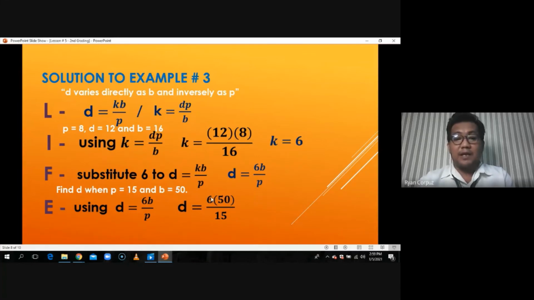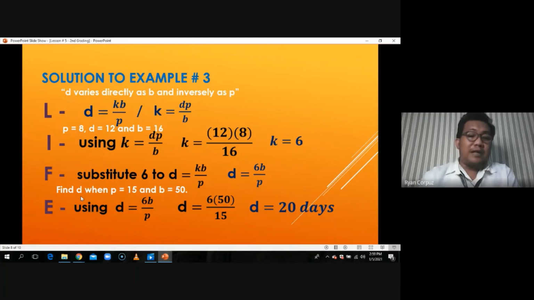Eh, may 2 pa na iwan dito. So, 2 times 10, we come up with 20. So, the value of D is 20. So, since we are looking for the number of days, the answer will be 20 days. So, that means it will take 20 days for 15 people to build 50 boats. So, that's how we answer example number 3. So, any question? So, let's try one more example.